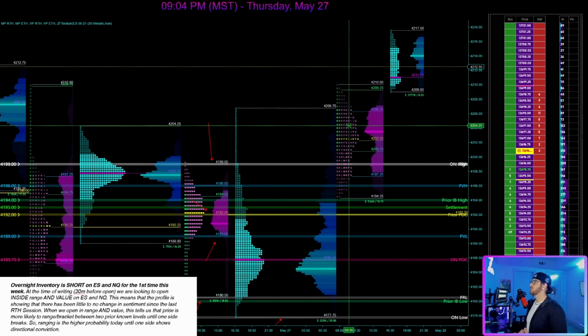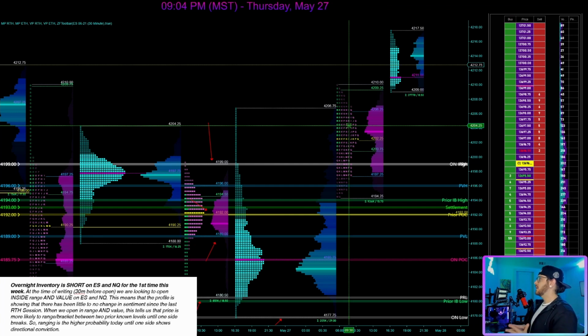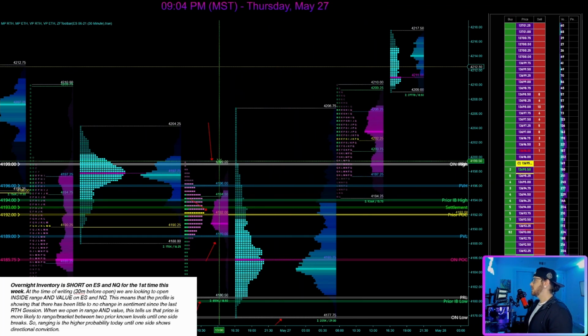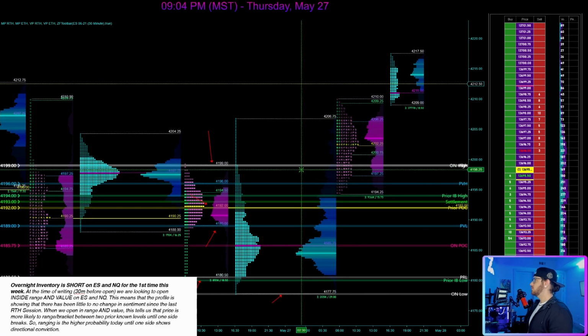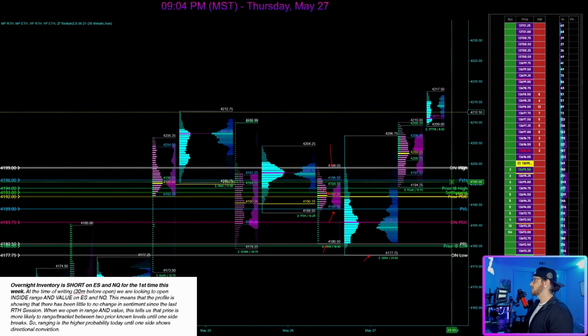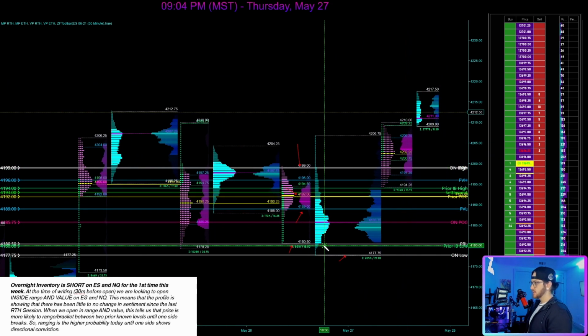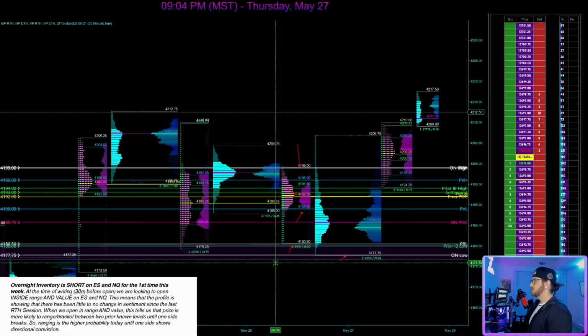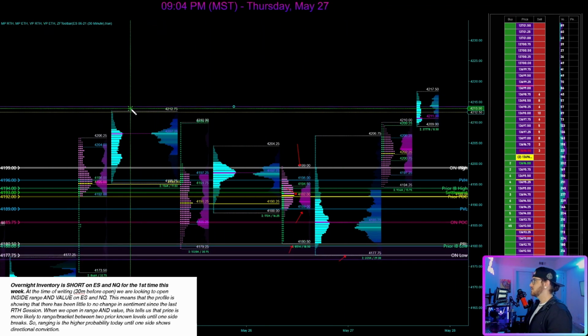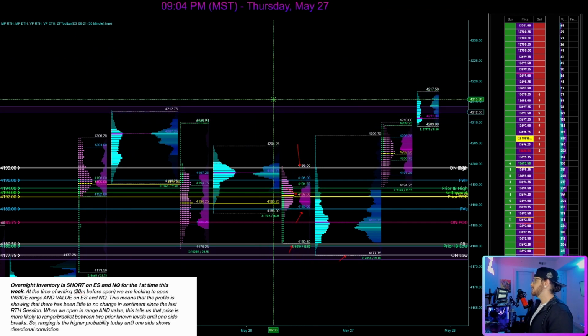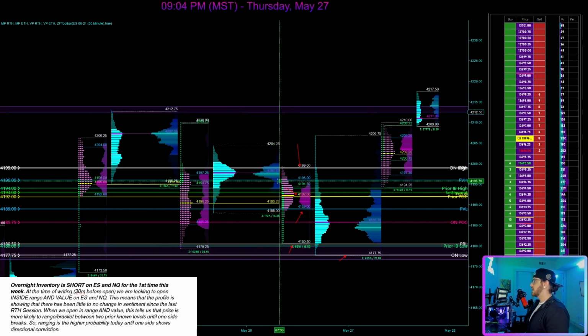We opened outside of range and value, and even though we did, we still ranged for the majority of the day. I think that was very likely because we have been bracketing. Even though we opened outside, we were still opening within the range of this week. You consider ES's range, 41.75 up to 42.12, 42.15, 42.10, somewhere in that area.